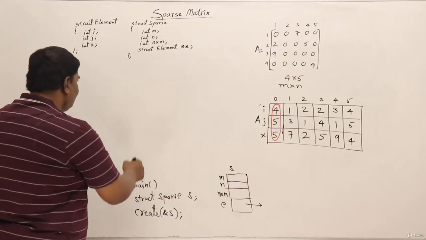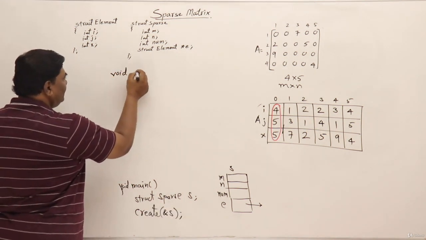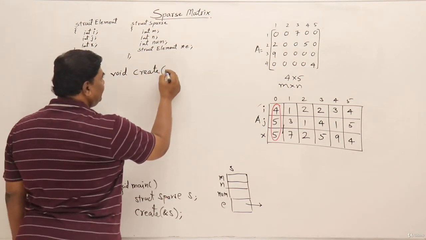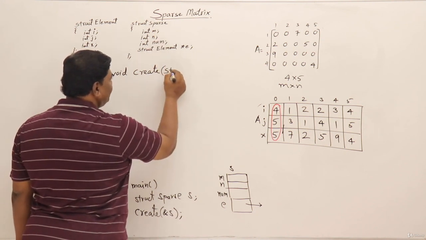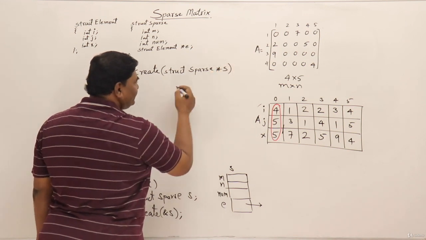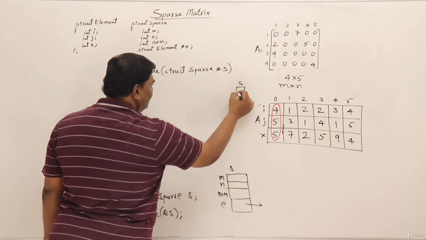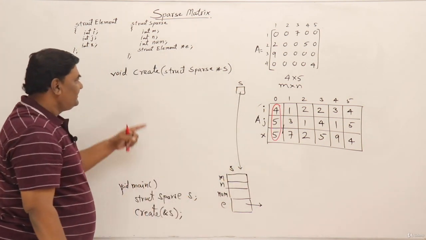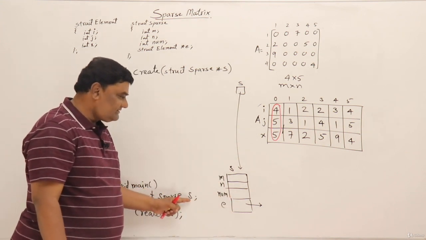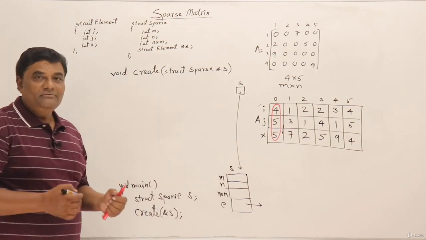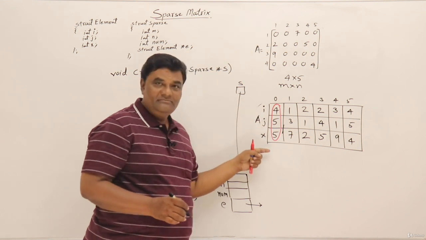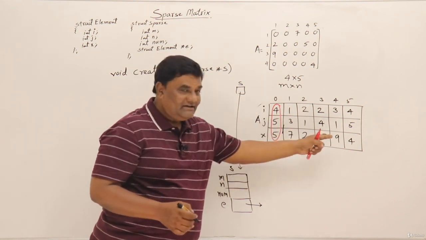Now here I will write down that create function. Void create. This function takes a structure type pointer, so that is sparse matrix type pointer, struct sparse, and let us call this pointer S only. So this function has a pointer S which is pointing to this one. So this function can access this structure which actually belongs to the main function, that is the sparse matrix structure. Now what I am going to do in this create function, I am going to fill all these values, that is number of rows, number of columns, and number of non-zero elements, and I will take all the elements and fill them up.